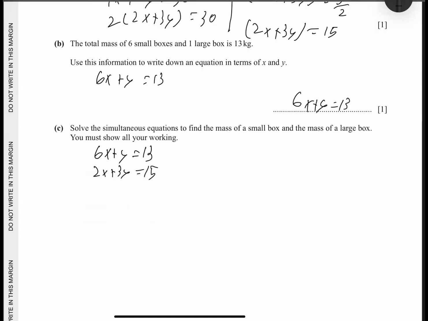I'm just going to number these equations so it's easier for us to understand. 1, 2. Now notice that in the first equation, it's easier to make a variable the subject of the formula. So therefore we're going to use the first equation. y is equal to 13 minus 6x. We're going to plug in the value of y in the second equation.